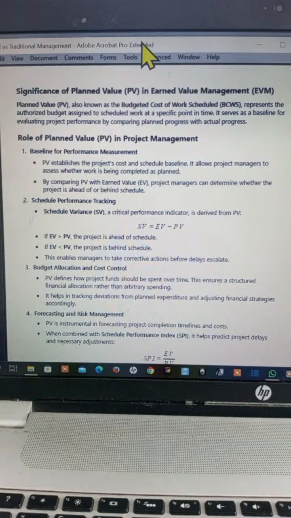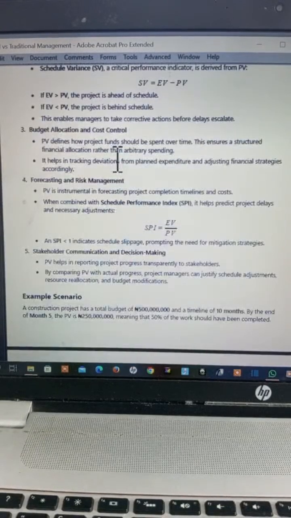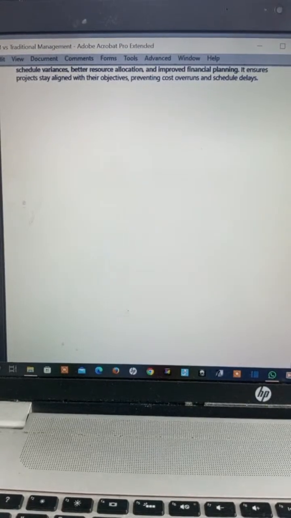Number two, it helps in schedule performance tracking. Number three, it helps in budget allocation as well as cost control. Number four, it helps in forecasting and risk management. Then number five, as the final one, is stakeholder communication and decision making. So this still borders on what we have discussed. All right, still borders, but it's just to refresh your memory. Okay, so one more thing, and I think we will be done for today.